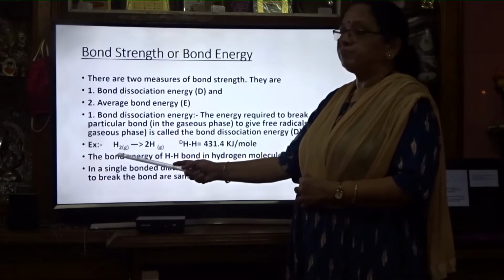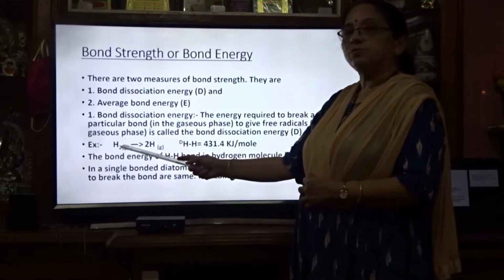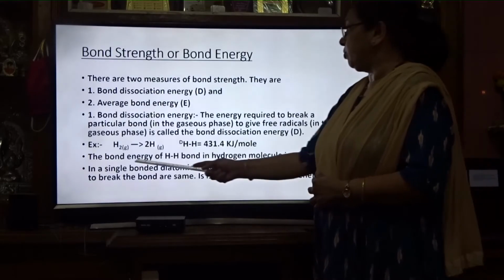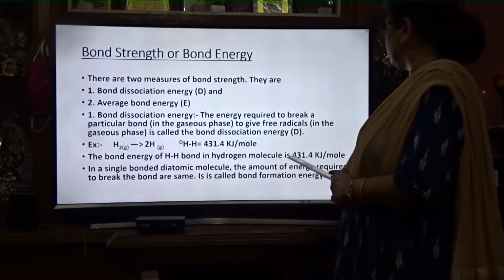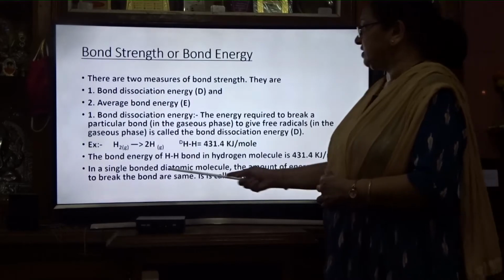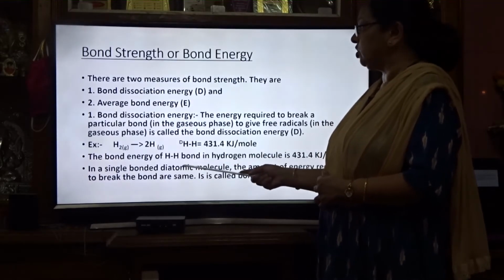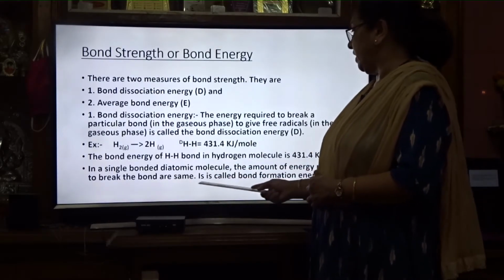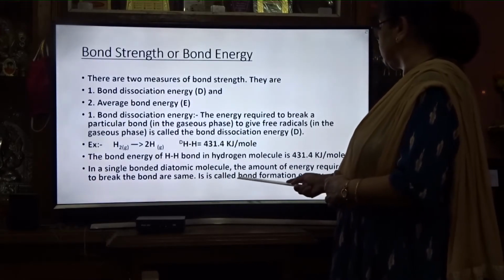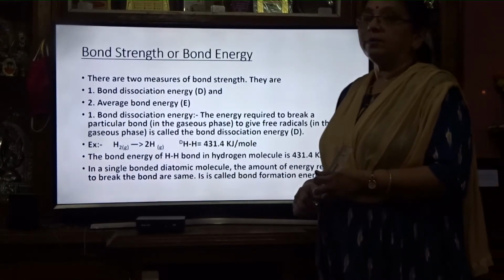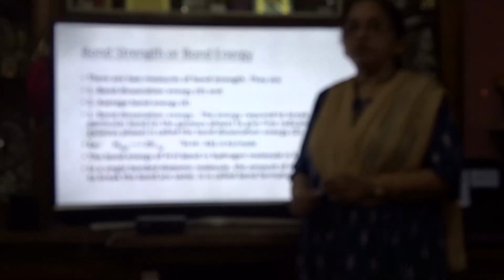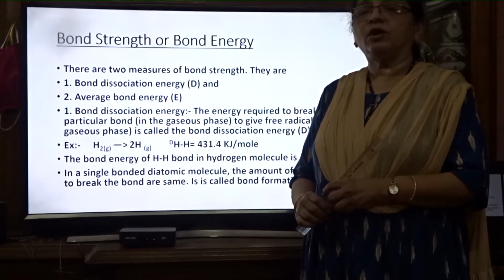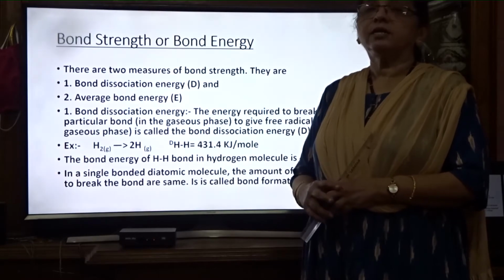So H2 is a diatomic molecule. When the H-H bond breaks, the dissociation energy is 431.4 kilojoule per mole. The bond energy of the H-H bond in the hydrogen molecule is 431.4 kJ per mole. The hydrogen molecule is a single bonded diatomic molecule. The amount of energy required to break the bond is the same as the bond formation energy. So for diatomic molecules with a single bond, like hydrogen, the bond dissociation energy and the bond formation energy are the same.